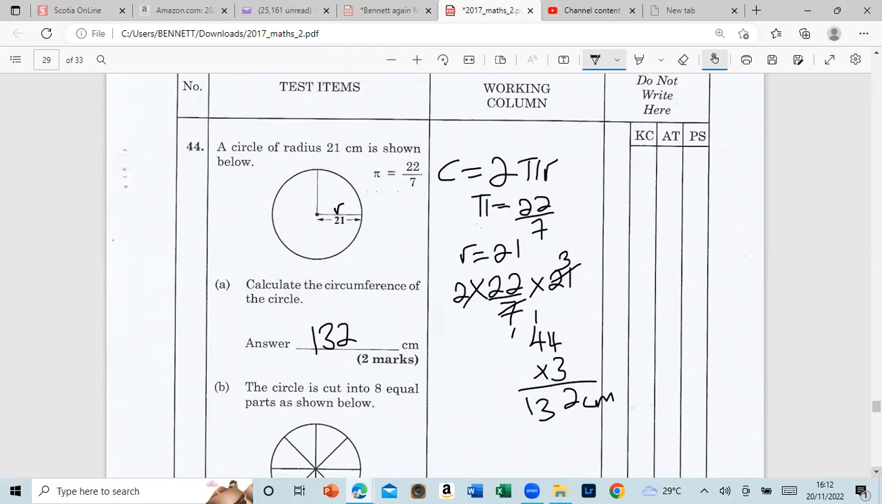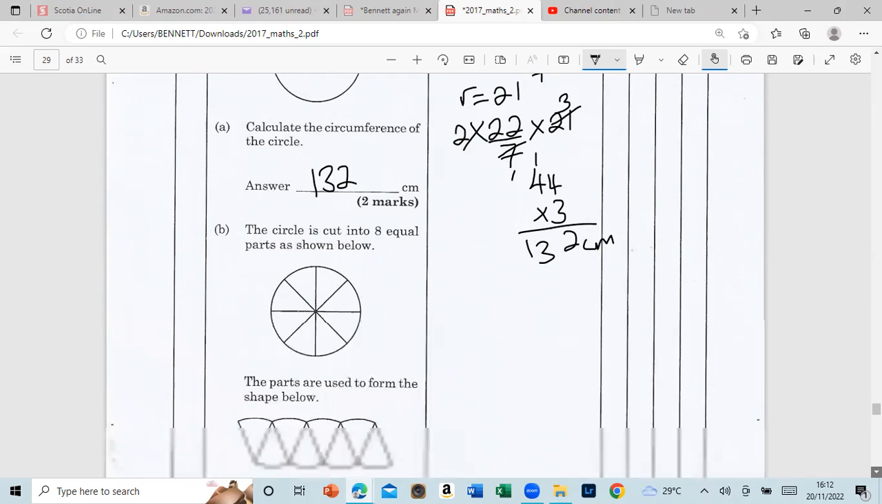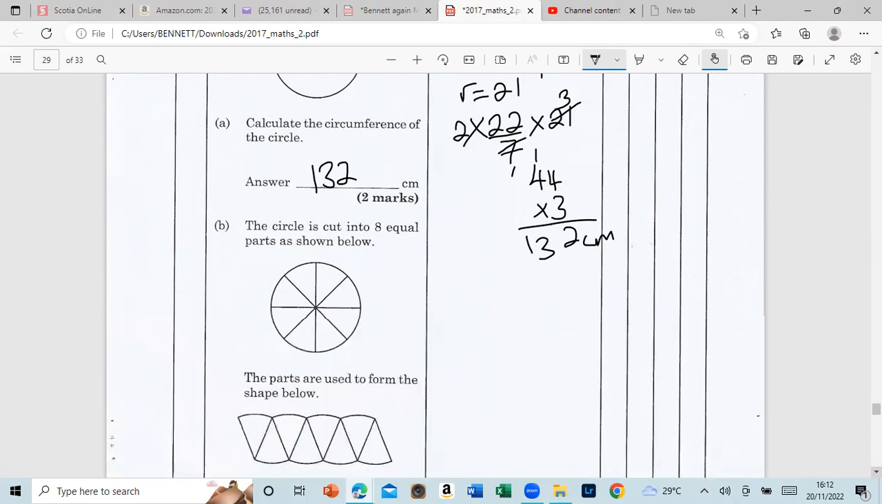Alright, so now part B says the circle is cut up into 8 equal parts. So we did not do this part; there's a part B to it. The circle is cut up into 8 equal parts as shown below. So 132 cut up into 8 parts. The parts are used to form the shape below. Okay, so this is the shape that they use this circle to form.